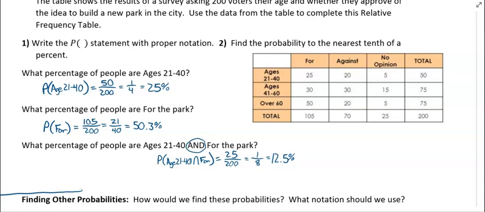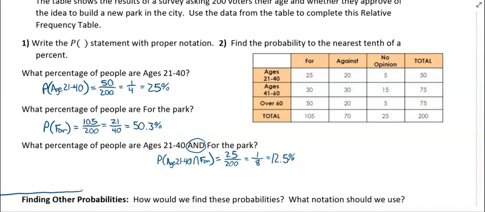Let me just make sure we understand exactly where we're getting these numbers from. So we have the probability that their age is 21 to 40. This is a marginal because notice their opinion is not mentioned here. So we're only looking at the total for age 21 to 40. So that's these 50 out of the grand total of 200. 50 out of 200 is 25%.